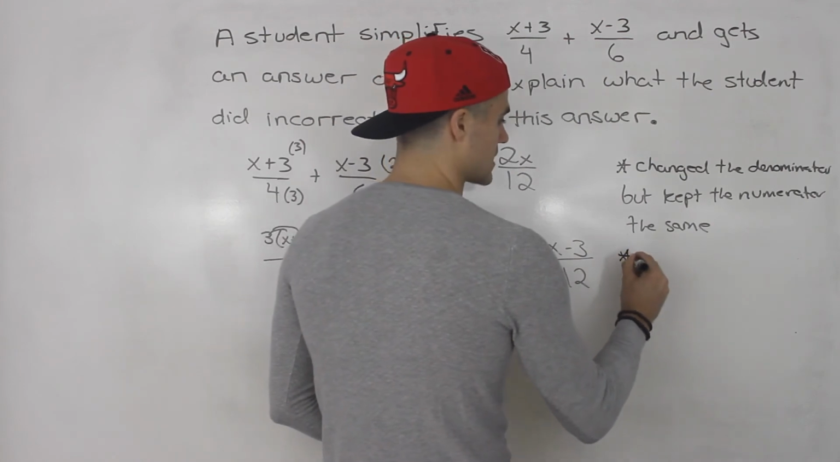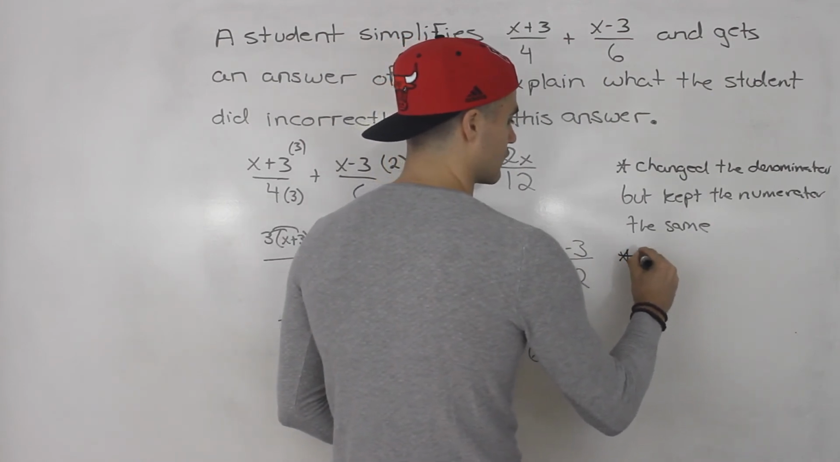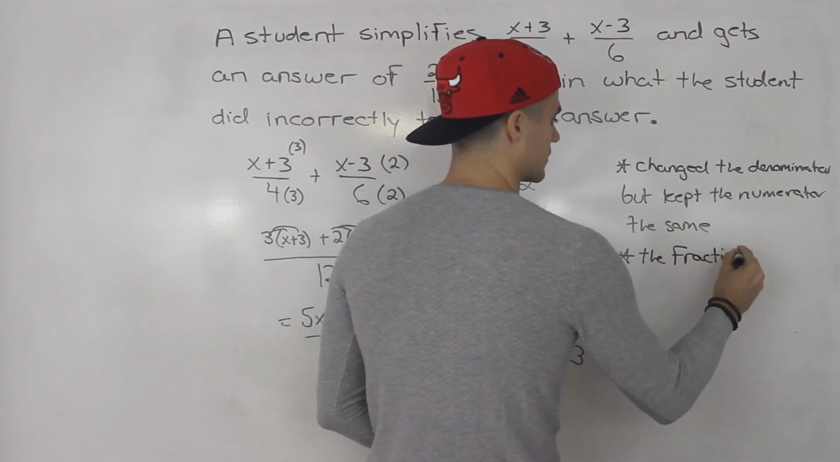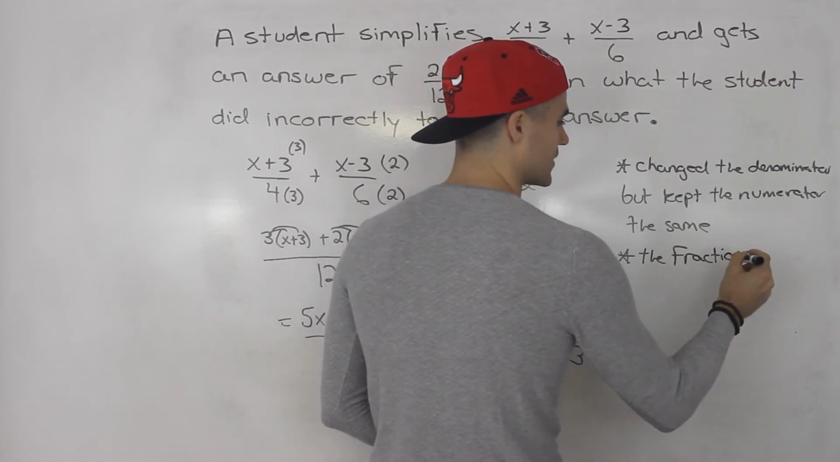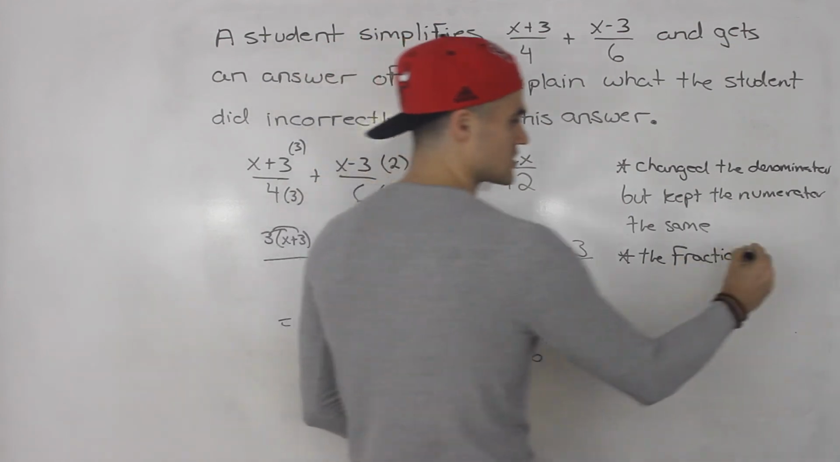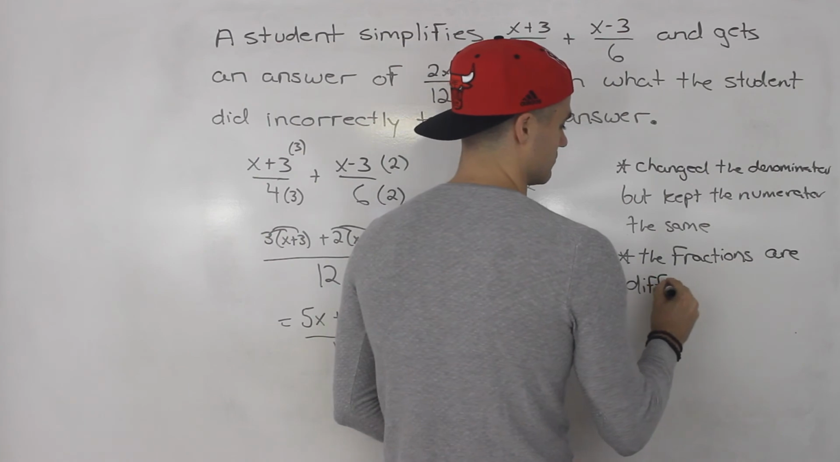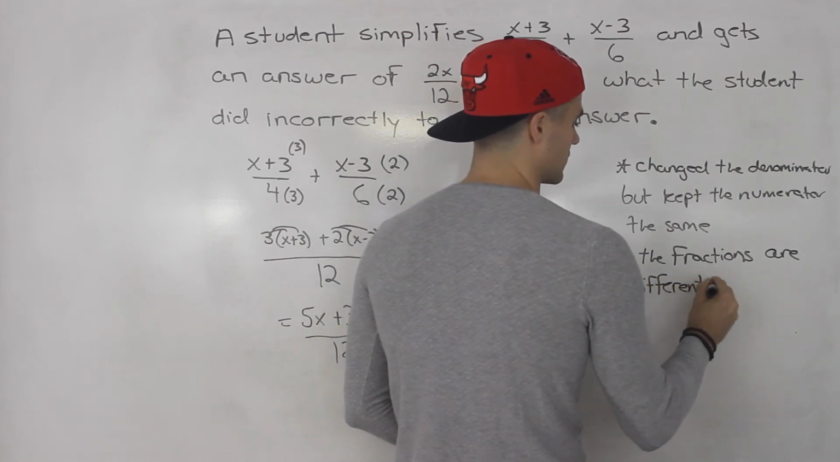So you could say the fractions are different. I don't know, I'm not the best at answering communication type of questions. So the fractions are different and weren't kept in proportion. I think that would be a good enough explanation.